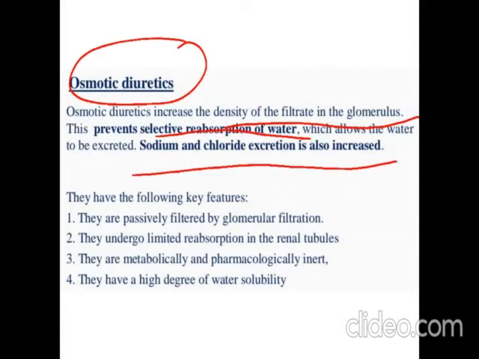So there are some features of these osmotic diuretics. First one, passively filtered. Second one, limited reabsorption. They are pharmacologically and metabolically inert, and they have a high degree of water solubility. So they produce osmotic pressure and increase the density in the urine, hence it is difficult for water and different ions to undergo the reabsorption process.